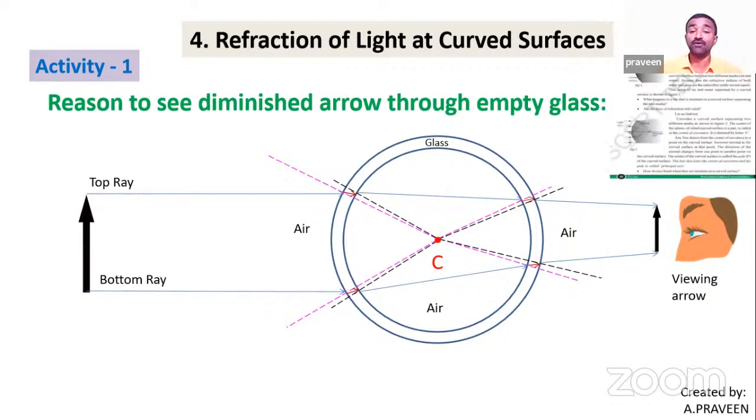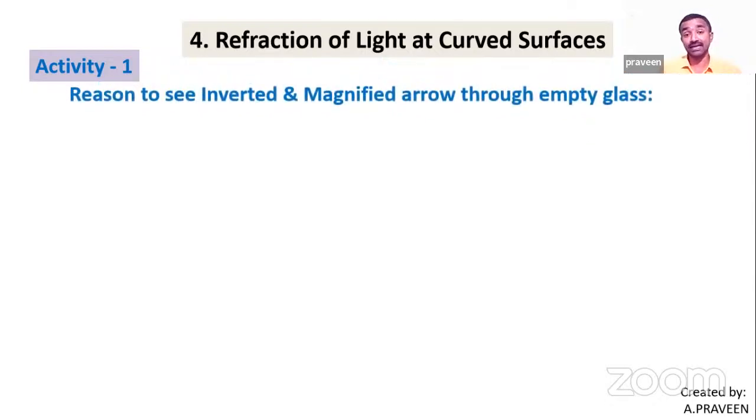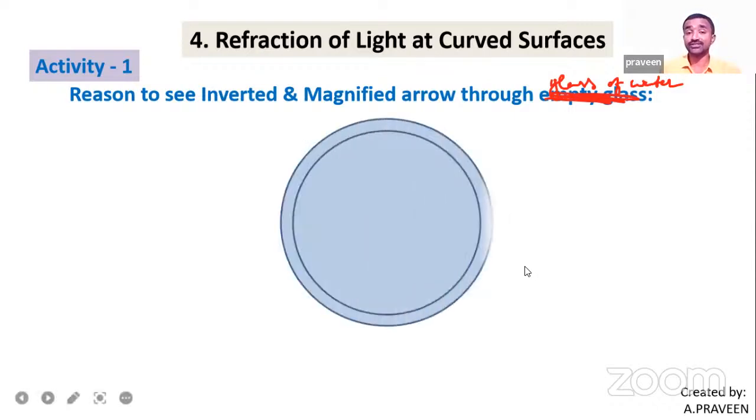Then next, what happens? That is filled with water. A magnified and inverted image is observed through a glass of water. Sorry, here empty glass is written, but it is through a glass of water. So what you are trying to notice is that the image is inverted and magnified through a glass of water. Outside of the glass, we have the medium called air, the rarer medium.